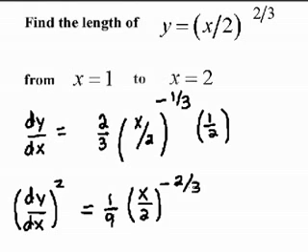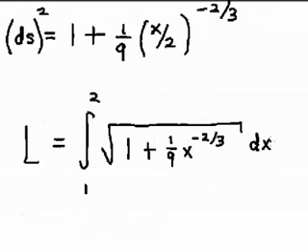Let us now look at another example. Find the length of y equals (x over 2) to the 2/3 from x equals 1 to x equals 2. We see that the derivative squared is equal to 1/9 (x over 2) to the negative 2/3. And so the length of this curve from 1 to 2 is the integral of the square root of 1 plus 1/9 x to the negative 2/3. These are the limits for x between 1 and 2.